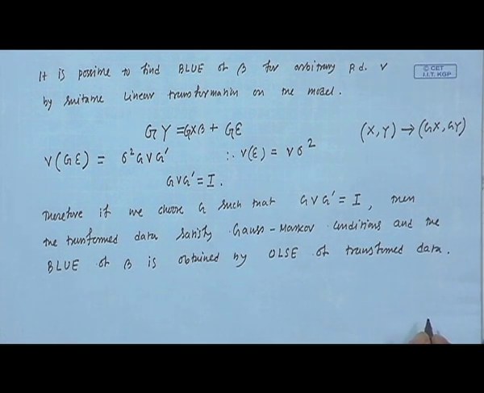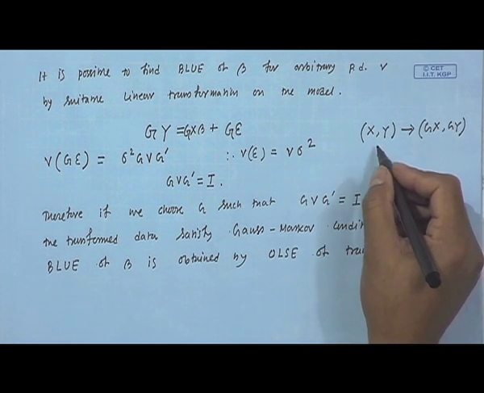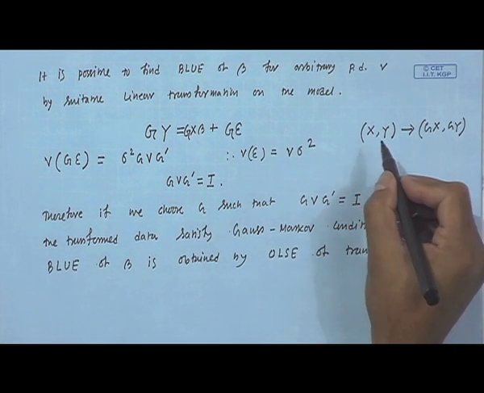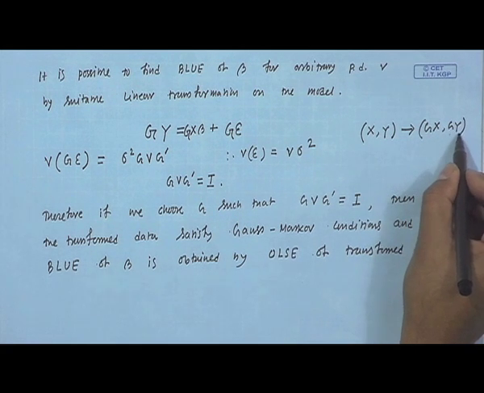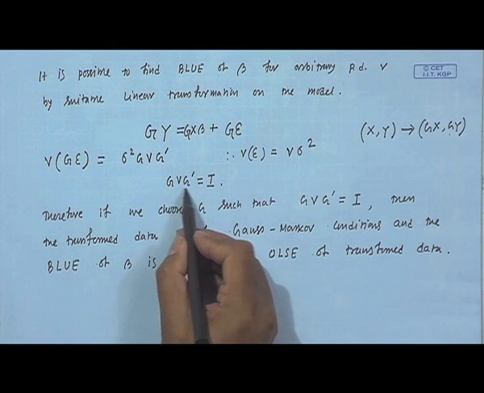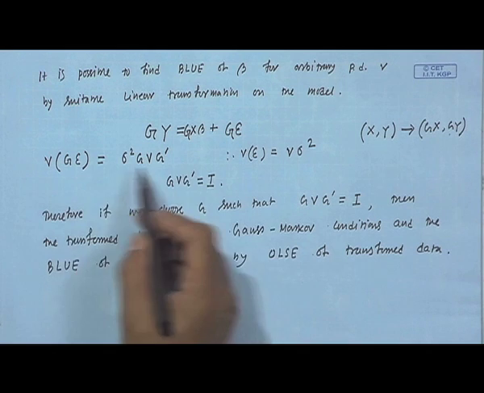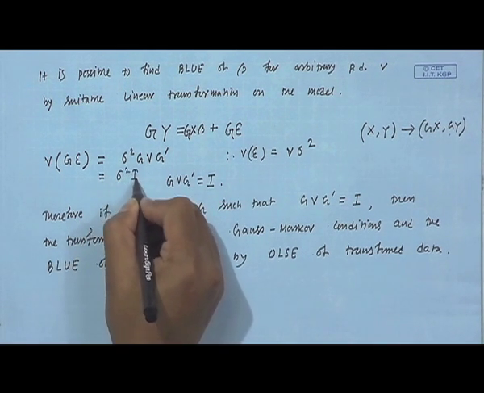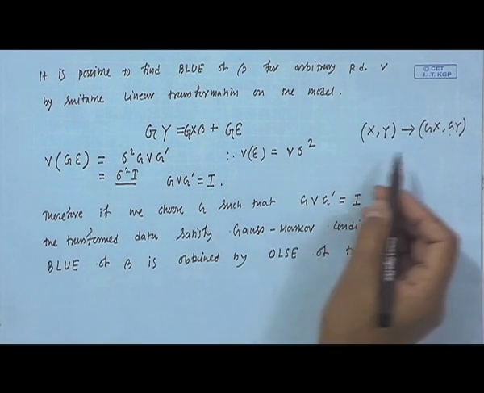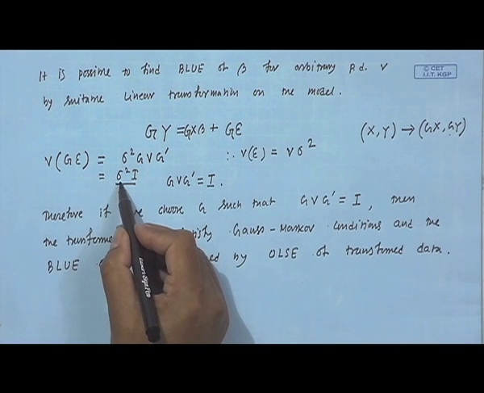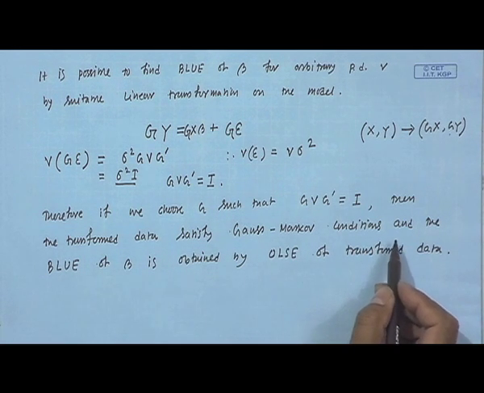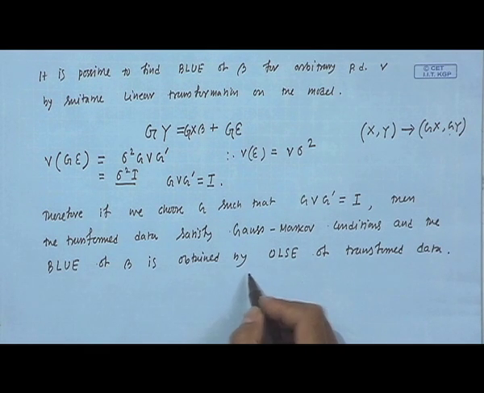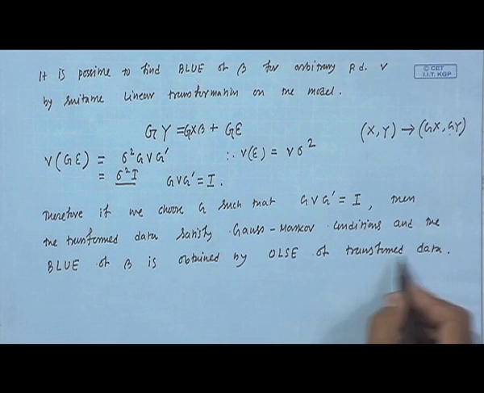Okay, so my original data does not satisfy the basic assumption. It has inequality in variances, and they are correlated. So we transform the data to g x and g y, and we have to choose this g in such a way that the transformed error has variance sigma square I. Once we have the transform, since the transformed error has variance sigma square I, it satisfies the conditions of the Gauss-Markov theorem, and that is why the BLUE of beta can be obtained by the ordinary least square estimator of the transformed data.